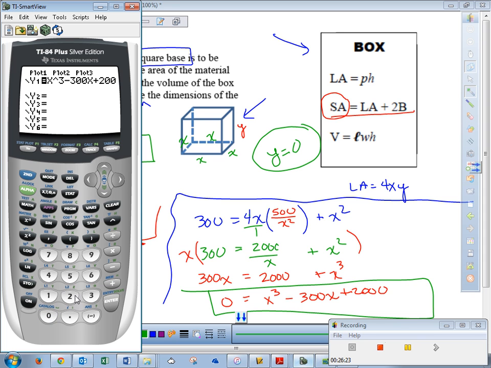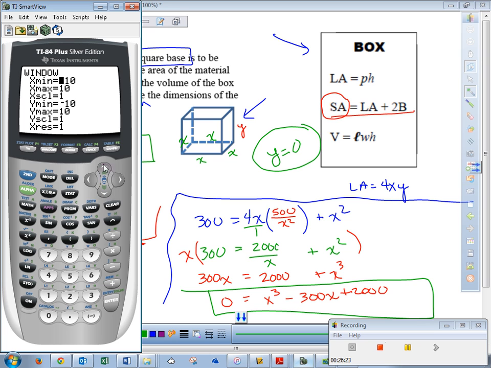I'll bet our Zoom 6 doesn't fit. How many places is possible for this to cross the x-axis? 3, because this is a cubic. There's 3 possibilities. It doesn't mean you're going to get all 3. Oh no, I didn't see them all. Change the window. We care about where it crosses the x-axis, correct? So we need to change our x parameters. Let's change both of them.